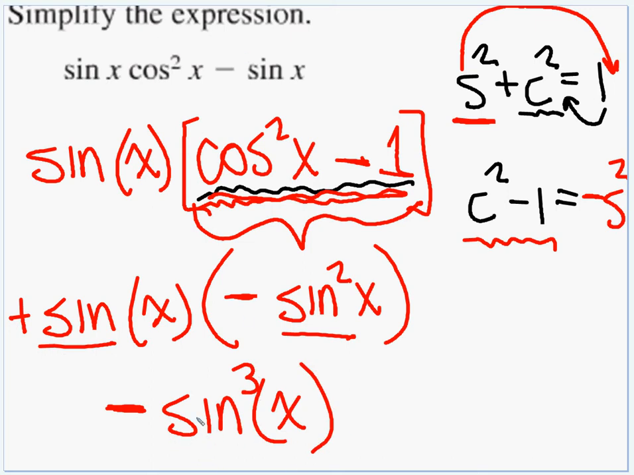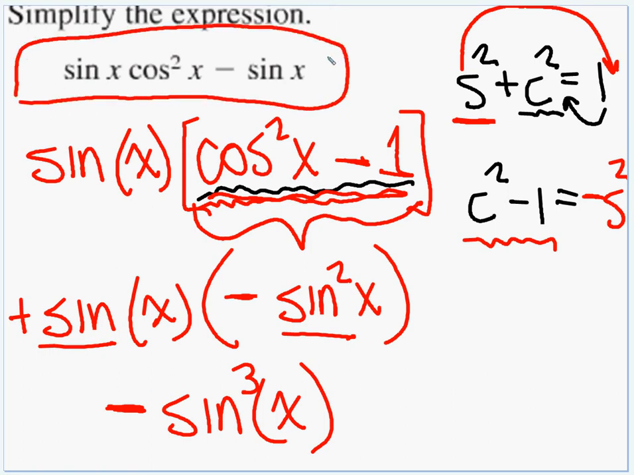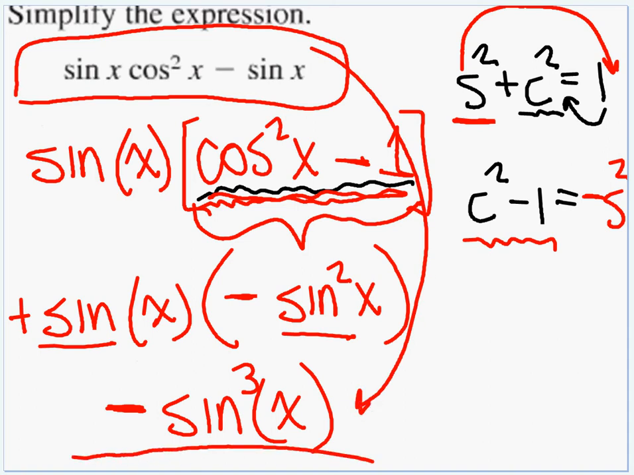But again, you would not know exactly where the finish line is. So here again is where we started. It's pretty messy. When we're done, we're at negative sine cubed of x. Much more concise than that original expression.